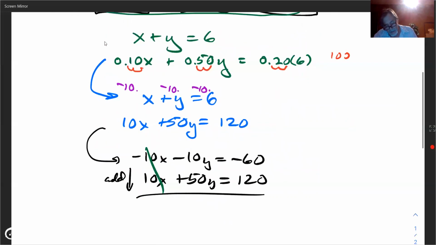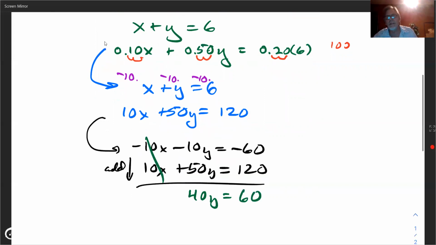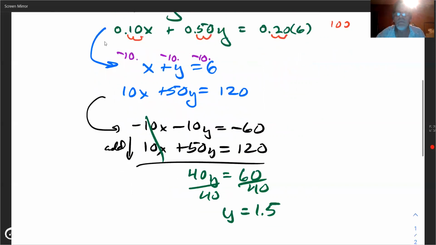Looks like we have 40y is, what is that? 60, isn't it? Right? Oh man, I don't think we're getting a nice clean answer this time. We're going to divide by 40. And your calculator will tell you 1.5, I think. Okay. All right, we get 1.5.